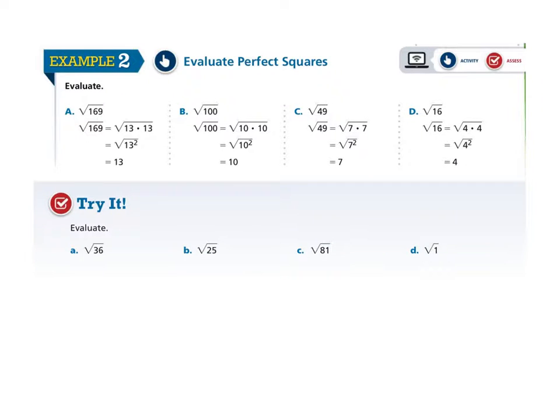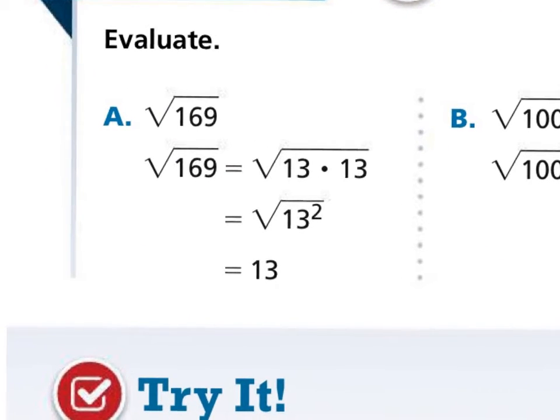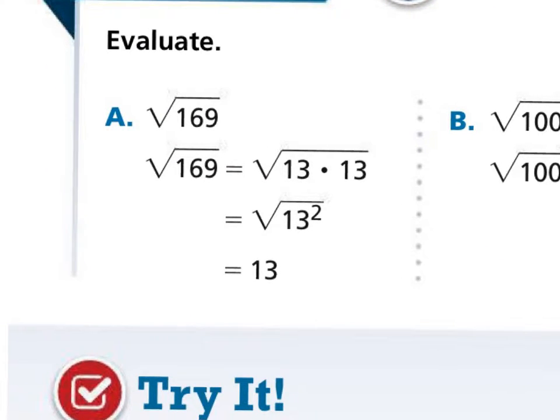So example 2, they are just straight up giving us some problems to work out. On A, we have the square root of 169. Generally, what I hear is that you guys are still just going up to 12 times 12, which is 144. This is a little bit bigger than that. If it's a little bit bigger, you can guess numbers. If we don't have a calculator even, we can just guess numbers until we figure out what it's going to be.